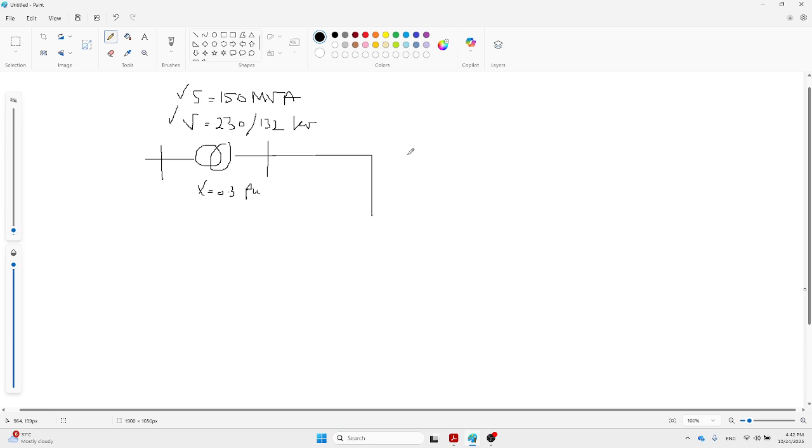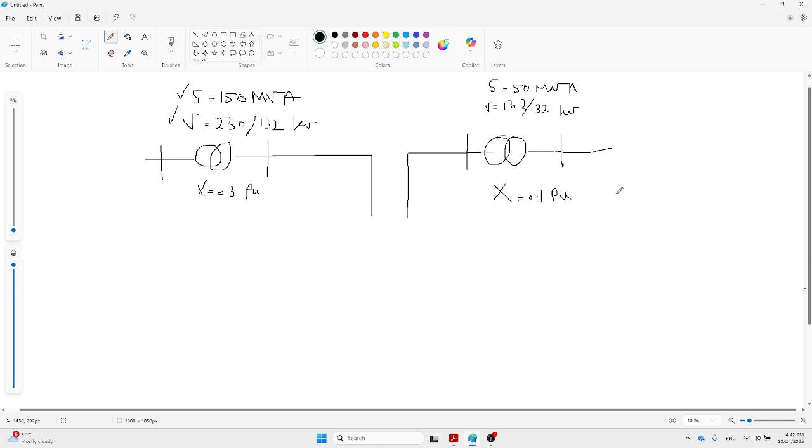Then we are thinking to connect another transformer. We have another transformer in this way. The transformer comes as S equal to 50 MVA, and the voltage again is 132 to 33 kV, and the X is only 0.1 per unit.